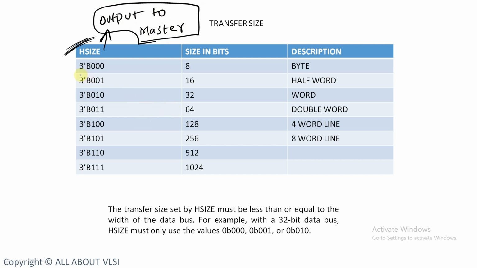If HSIZE is equal to 000, it means it is a byte, and if HSIZE is equal to 001, it means it is a half word, and if it is 010, it is a word, and 011 is a double word, then 4 word, 8 word, and so on. So depending upon your HSIZE, the size of the packet is decided.